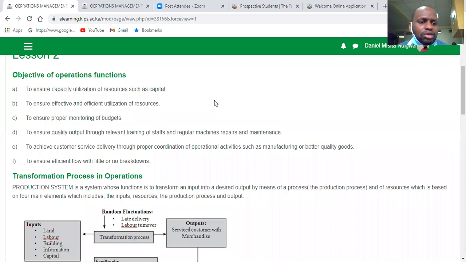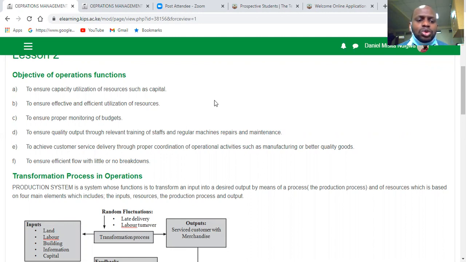Then the second objective is to ensure effective and efficient utilization of resources. So you must be able to utilize resources within your organization. And as much as you utilize your resources, one of the objectives is to be able to maximize on your capacity and to maximize on your various activities within the organization. Then number three is to ensure proper monitoring of budgets. When proper operations management is in place, you will be able to monitor some of your budgets, how much you are spending as an organization.